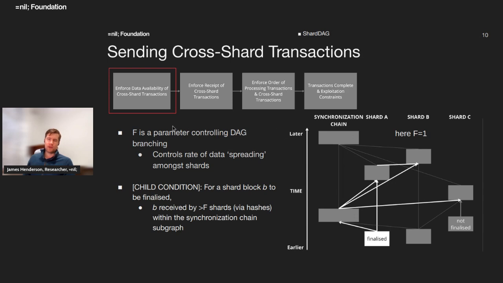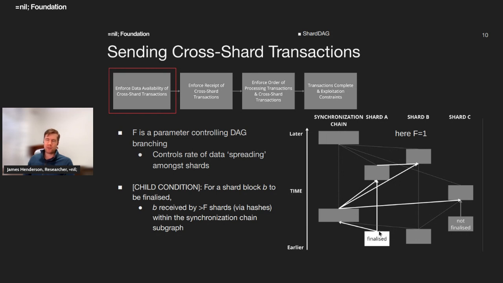All right, so now we're really going to step into the more technical details. And first, we're going to look at how we do this first step of enforcing data availability of cross-shard transactions. And the way we do that is to create a block finalization condition. And the condition is really that if you have a block, so in the diagram on the right-hand side, this white block here, if that block wants to be finalized within the subgraph of a consensus chain block, so in the top left here, if we look through everything that falls under it in the DAG, we cut out that piece of the DAG, we have what's called a child condition.